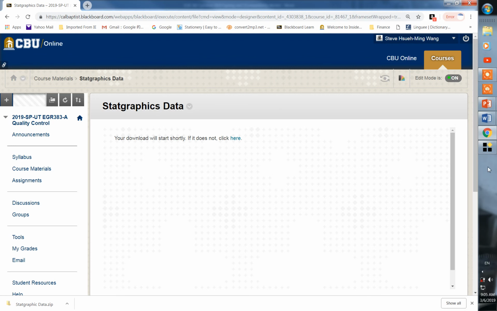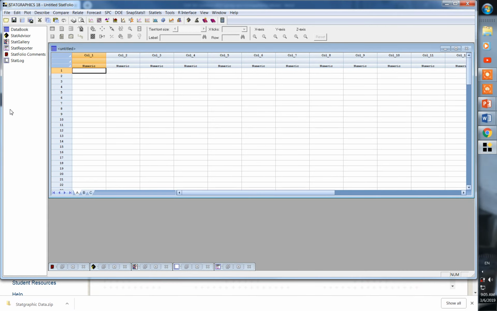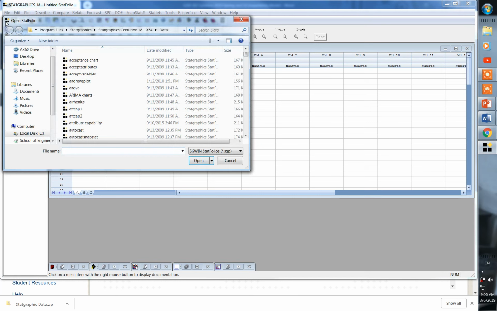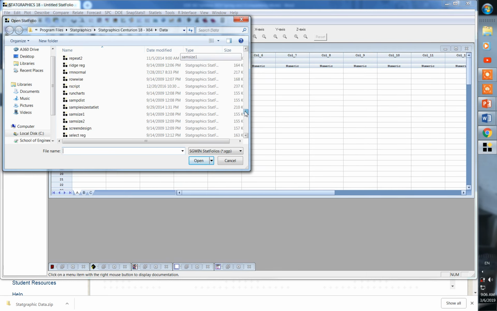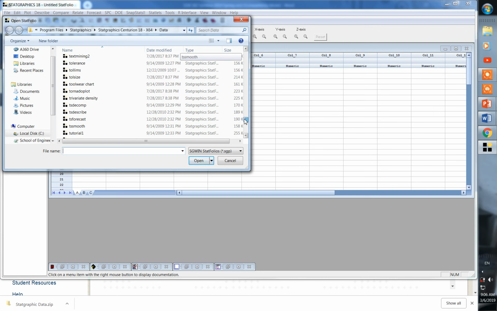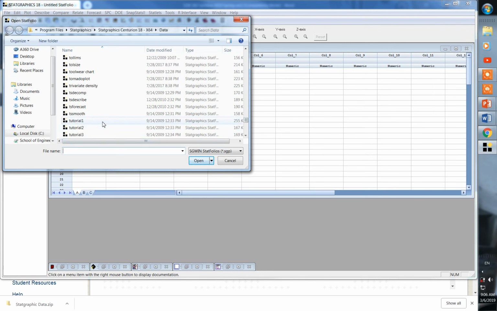So first, let's look at how to use that. You go to open, and we're going to open a portfolio, or they call it Statfolio. Open this, and then you will see the data. Mine is located in the directory of files, Statgraphics, and then finally goes to data. If you move this down, you are going to see tutorial 1, 2, 3 until 8.